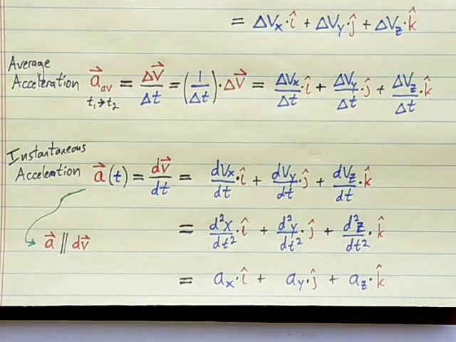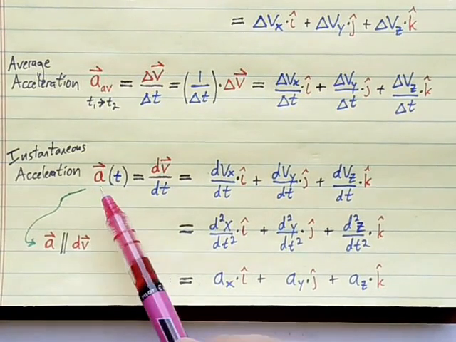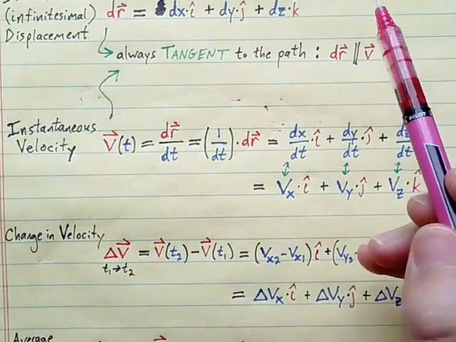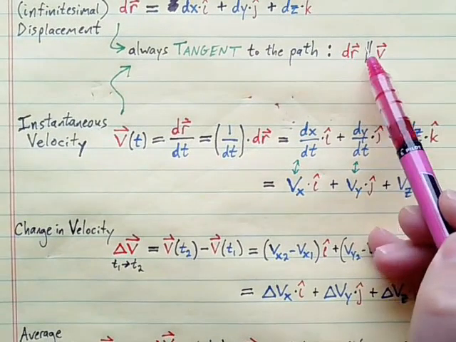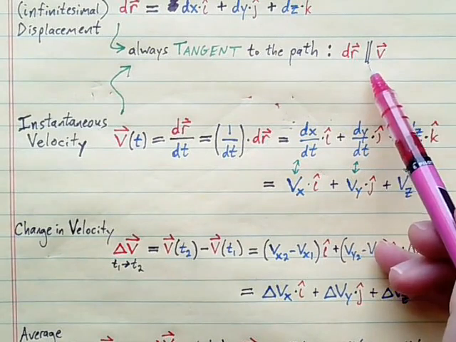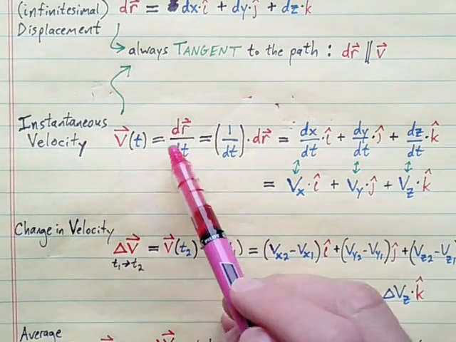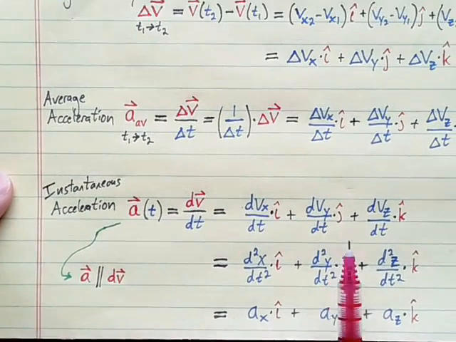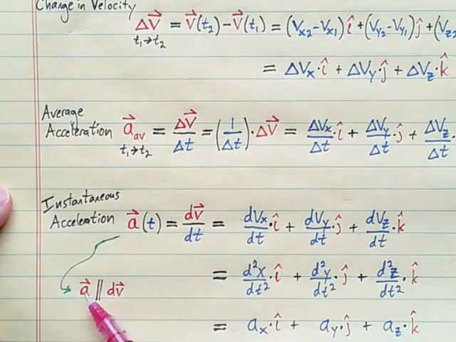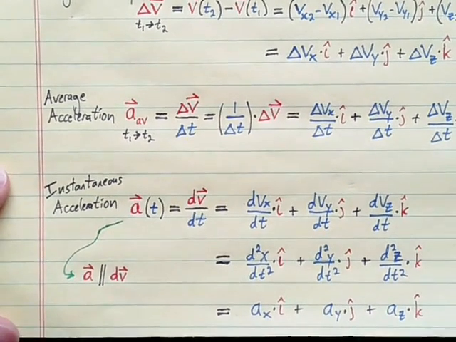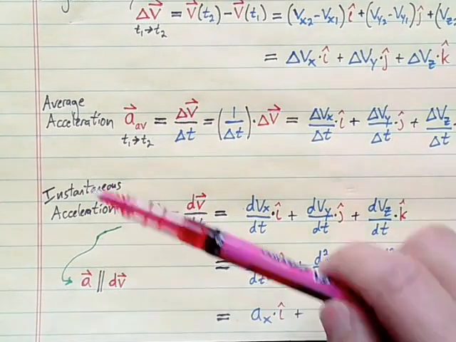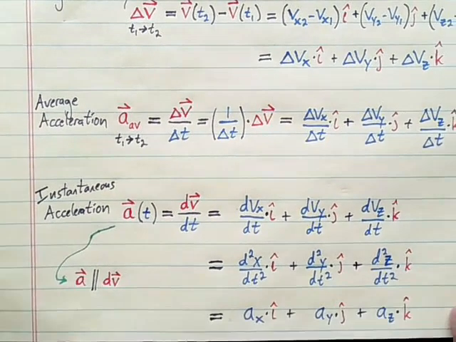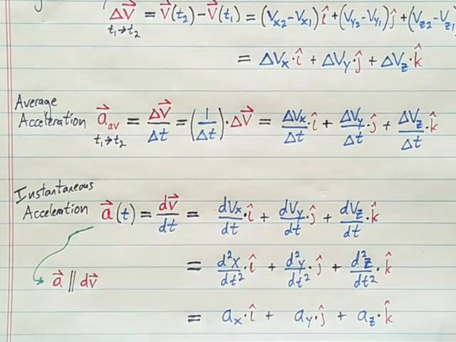And lastly, we note that just as your instantaneous displacement vector dr is always parallel to the velocity vector, based on this definition, those two vectors are parallel, your instantaneous acceleration vector will always be parallel to the instantaneous change in the velocity vector. The little dv is always parallel to acceleration. Okay, and that's our full set of definitions that we need for vector kinematics.